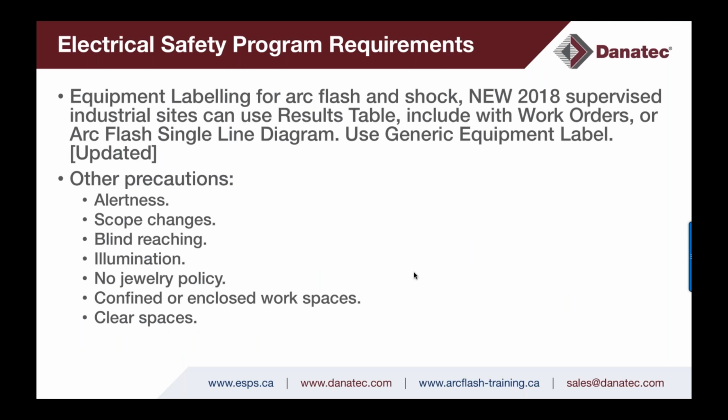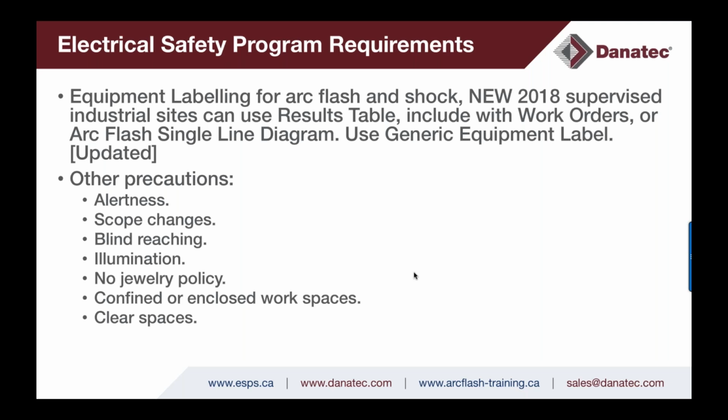Now, equipment labeling, this is a significant change, and I've been talking to clients, large industrials, about this for quite some time, that you don't have to install equipment labels as long as you provide the arc flash hazard data to the qualified electrical worker. So now this is documented for large industrial supervised sites in 70E and Z462. This is a significant change in the 2018 editions, is that host employers, large companies, industrial, commercial, institutional, can provide the arc flash hazard data with results tables directly from the engineering report.